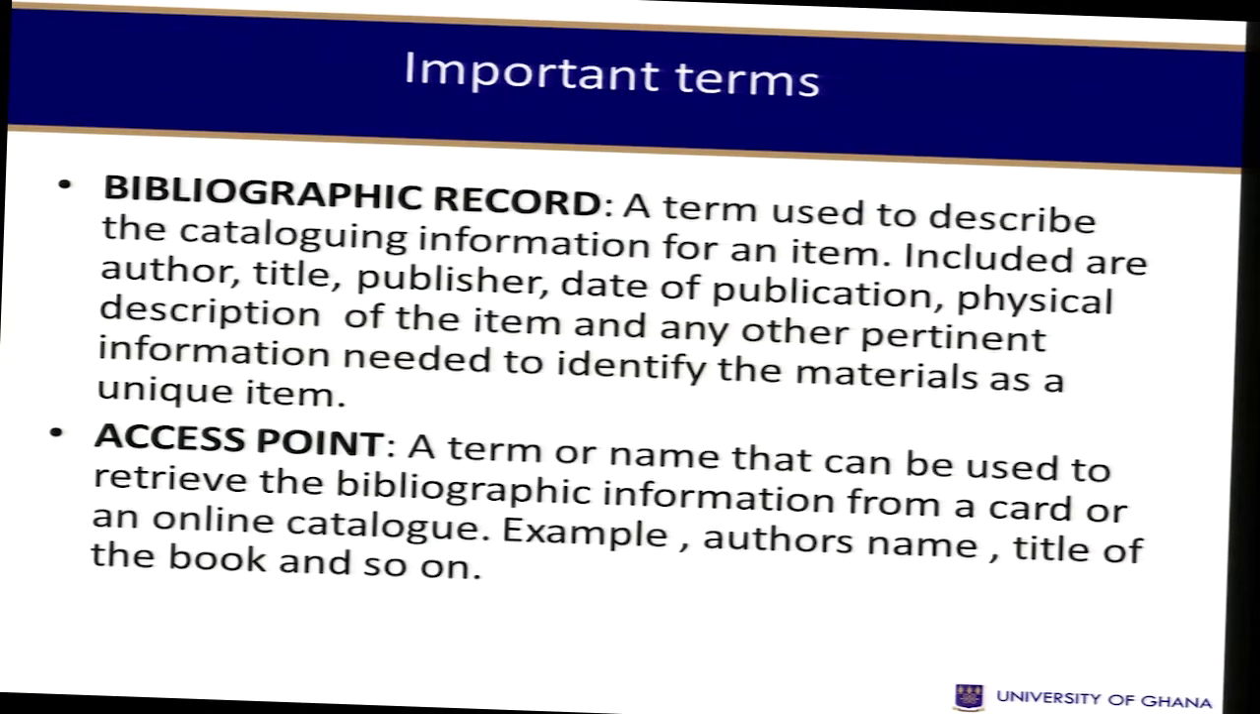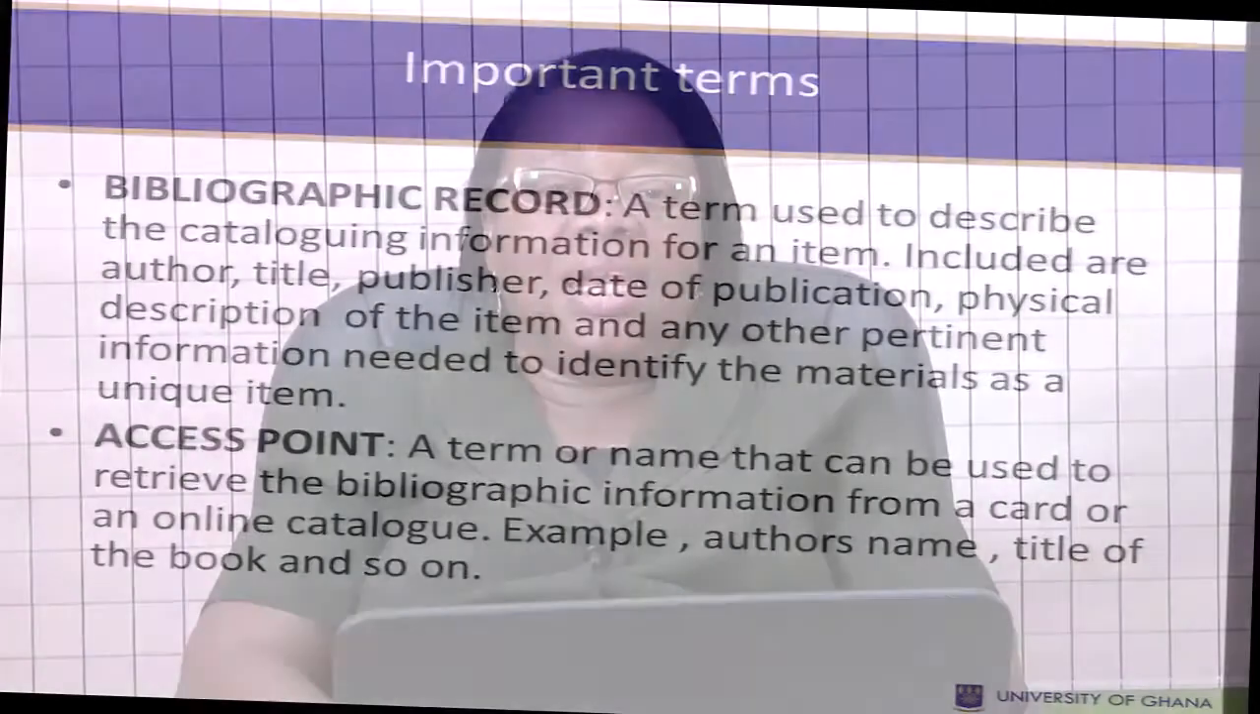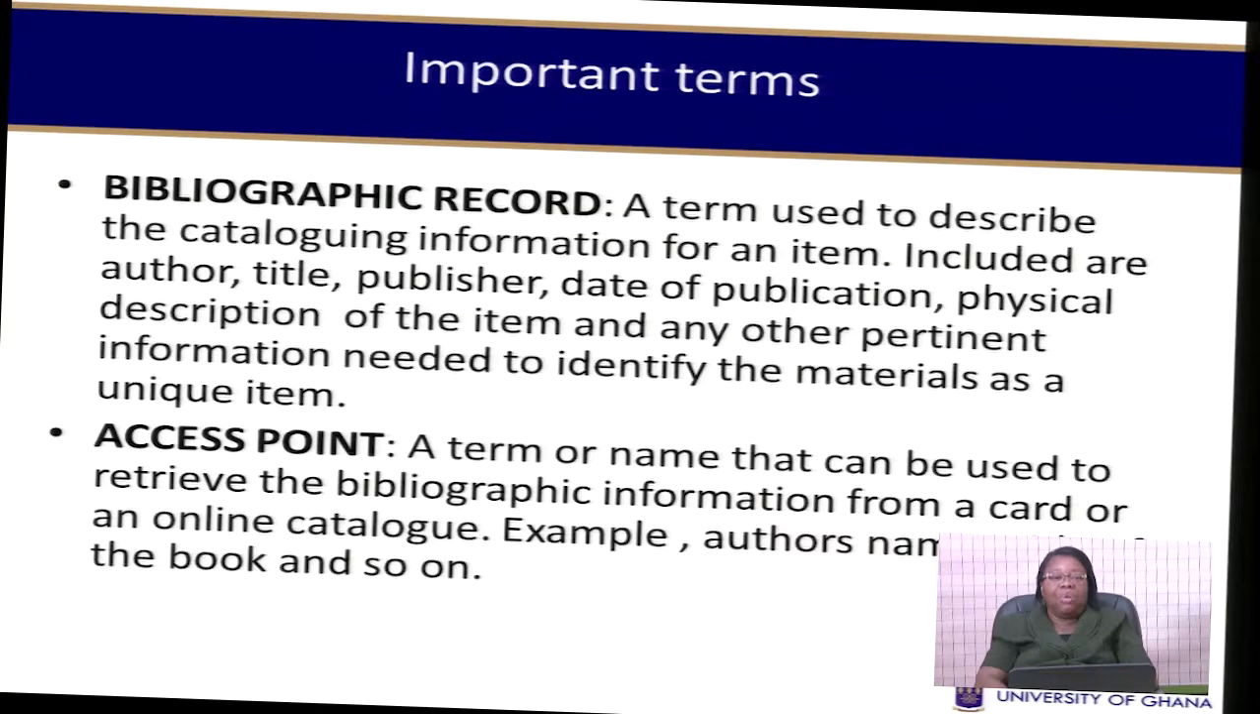Other important terms include bibliographic record. And as I said, in a library, in any bibliography, you have the bibliographic record, including the author, the title, the publisher, the date of publication. We also refer to this as the bibliographic citation. So when we talk of bibliographic citation, it means the author, the title, the publisher, the date of publication, illustrations, and what have you.